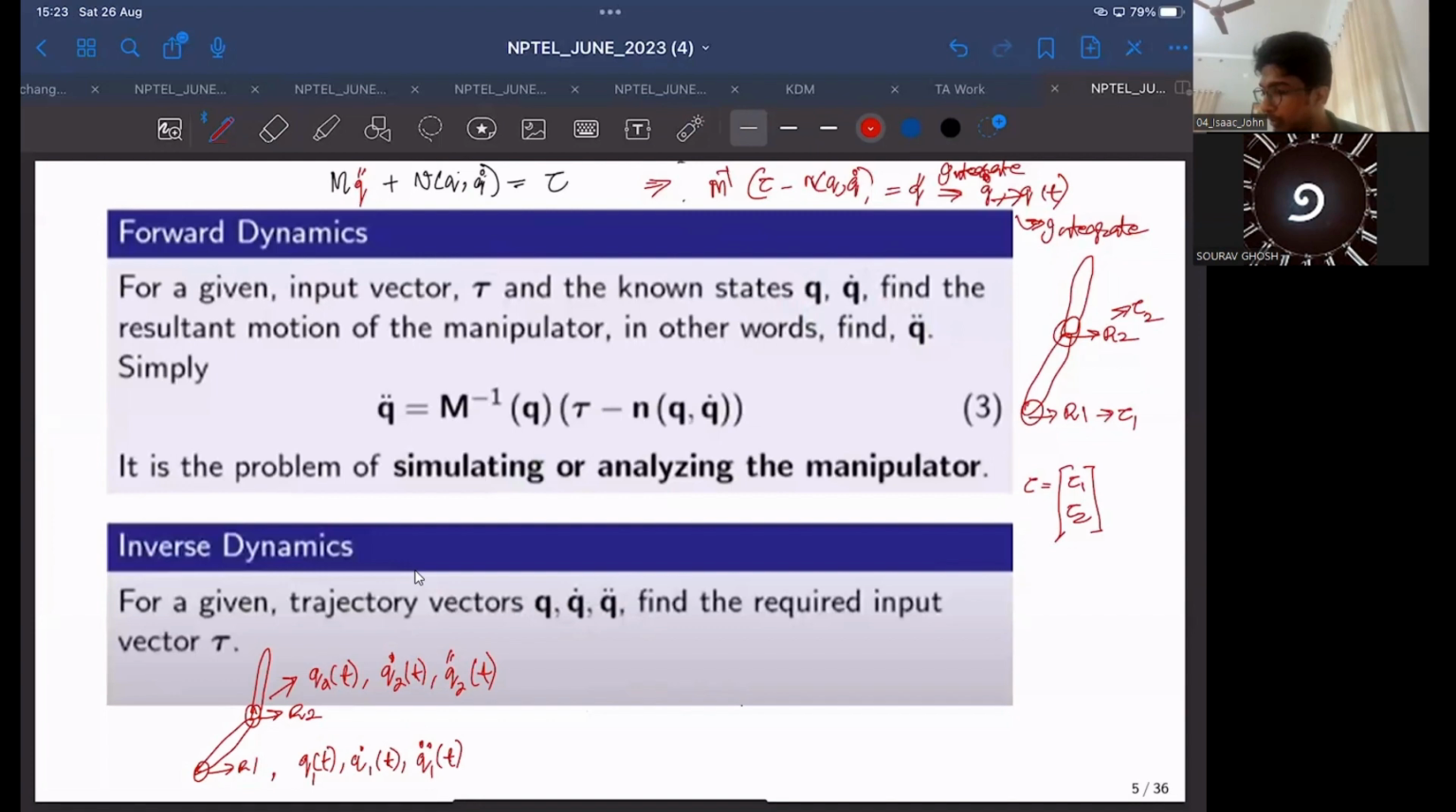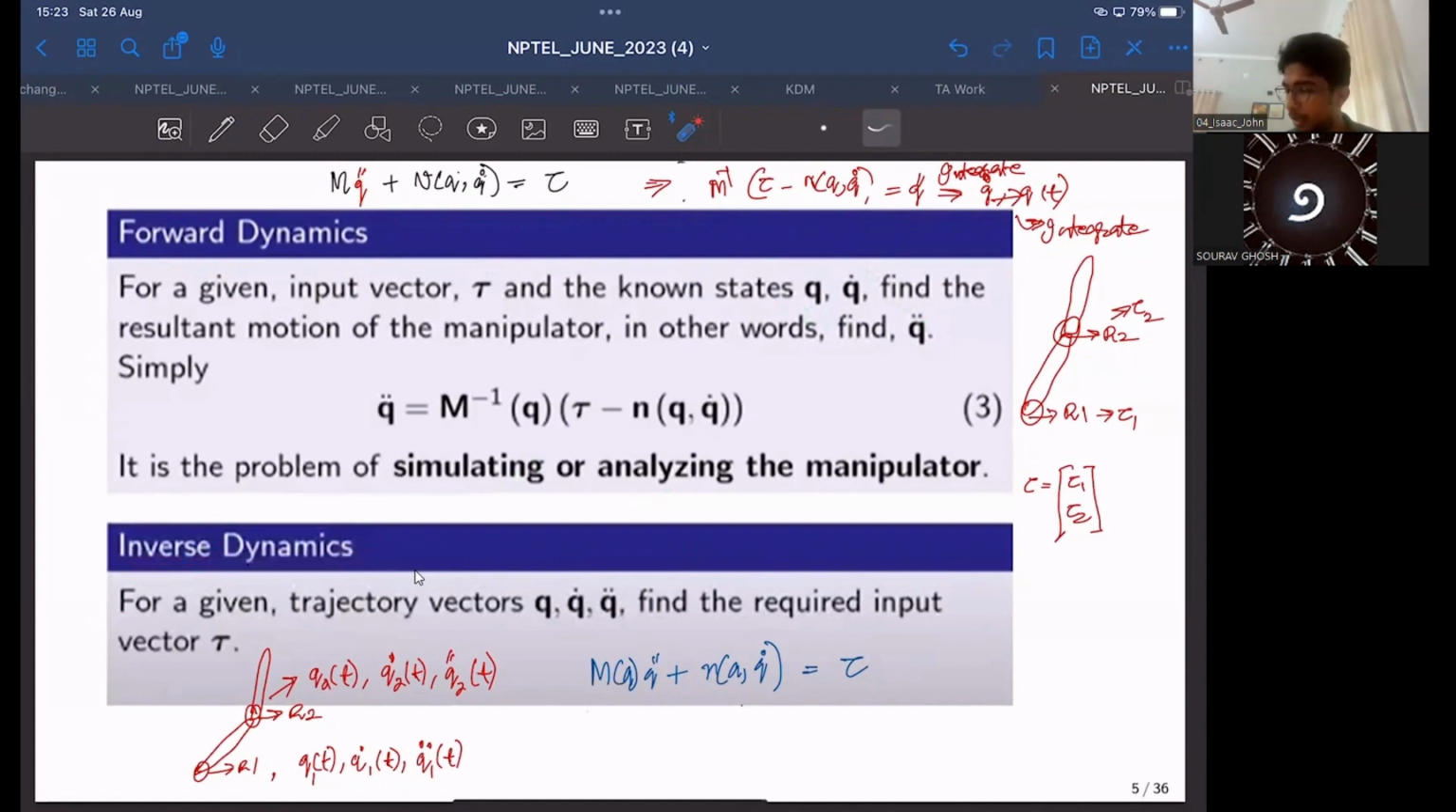Again, from the equations of motion, if I'm writing this equation of motion as such, M of q, q double dot plus N of q, q dot would be tau. So if we are specifying the trajectory of the robot in terms of q, q dot, q double dot, then what would be the tau? Tau is the unknown. How much torque we should be imparting onto each of these joints so that the robot can achieve the desired trajectory. So that is the problem of inverse dynamics.